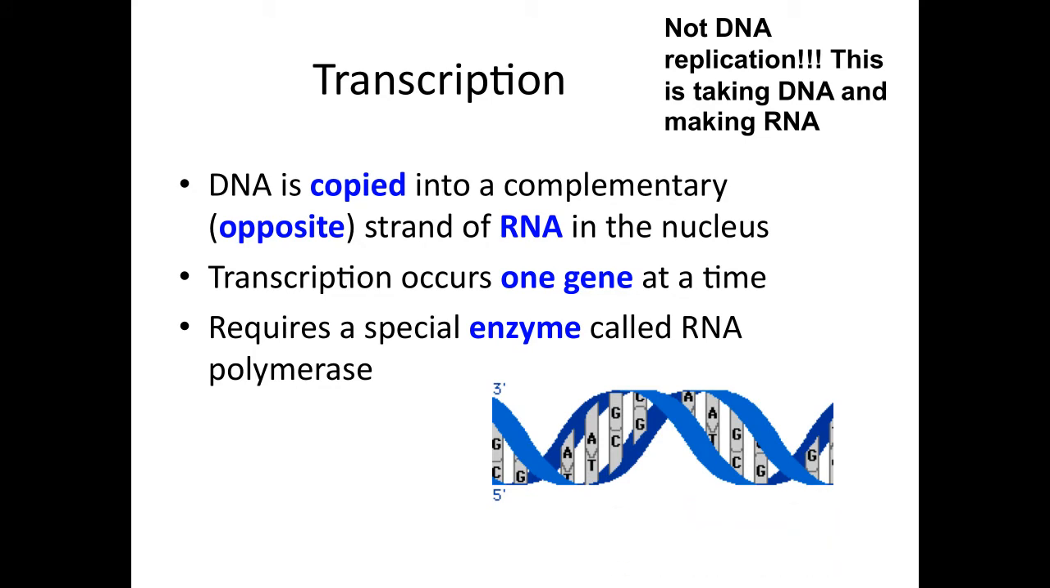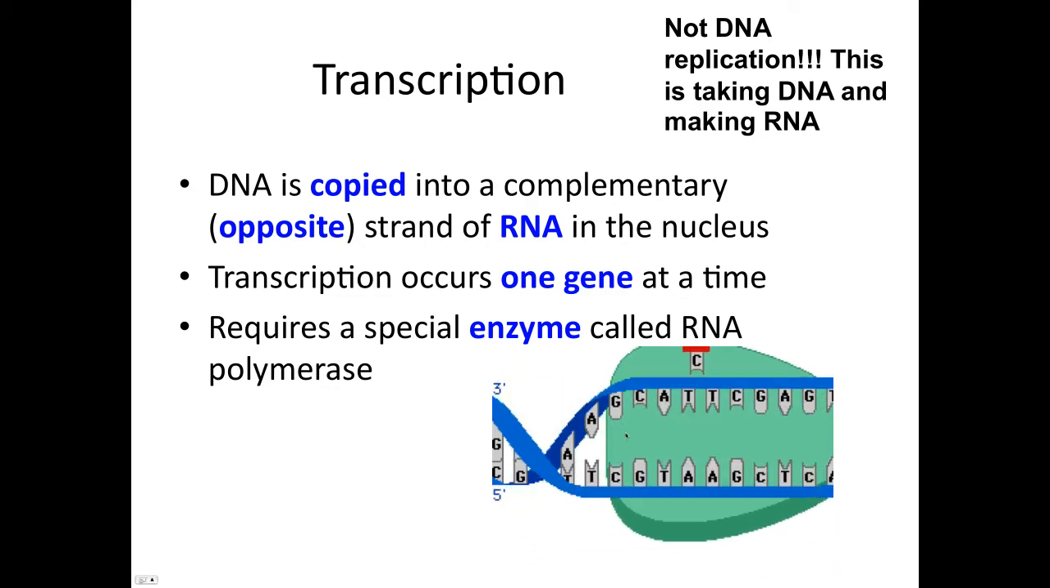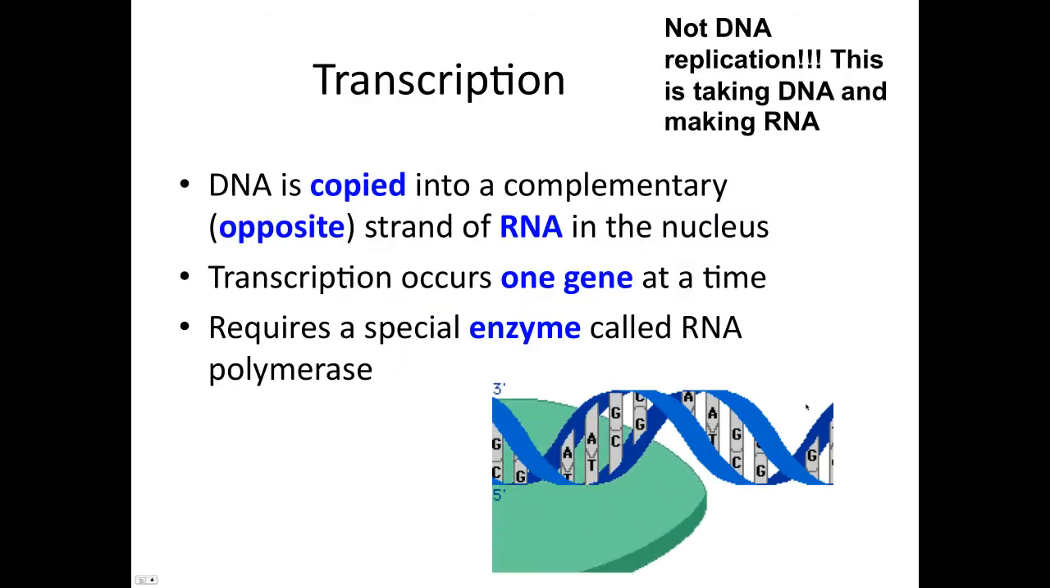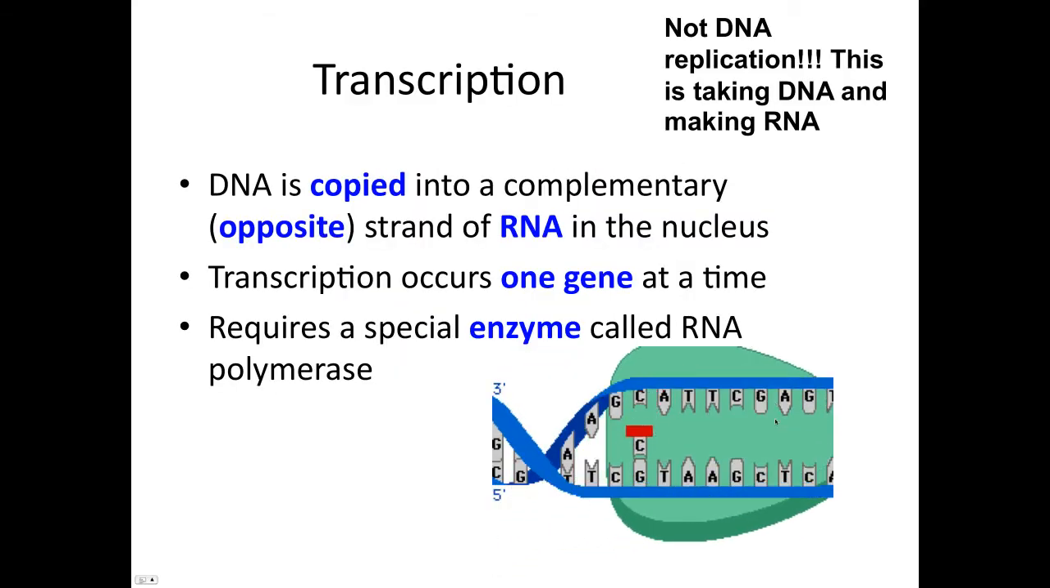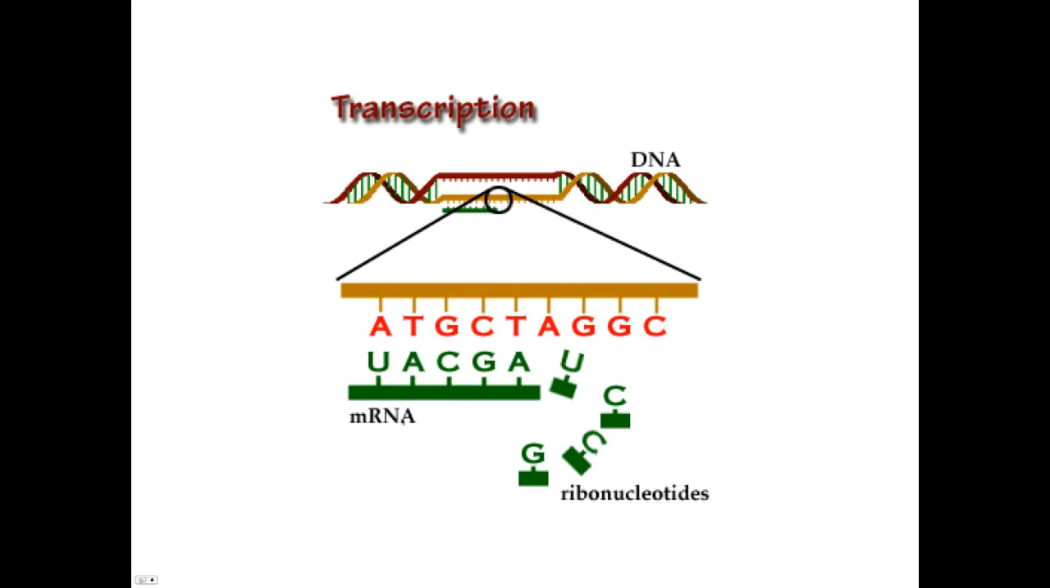Say this is the gene that you need to make. Again, RNA polymerase, this green enzyme, is going to unwind the DNA and add nucleotides on. Here's another illustration of what transcription is. It's just zooming in to the DNA molecule and showing that RNA is made.